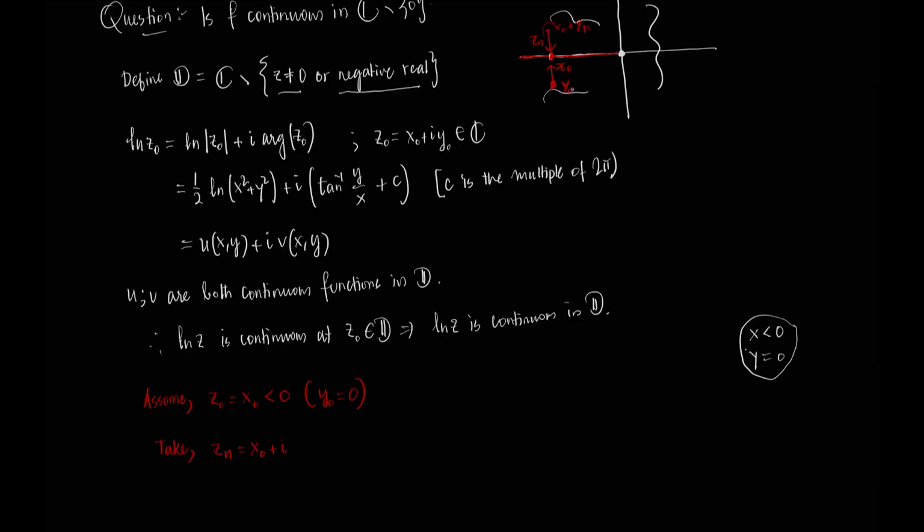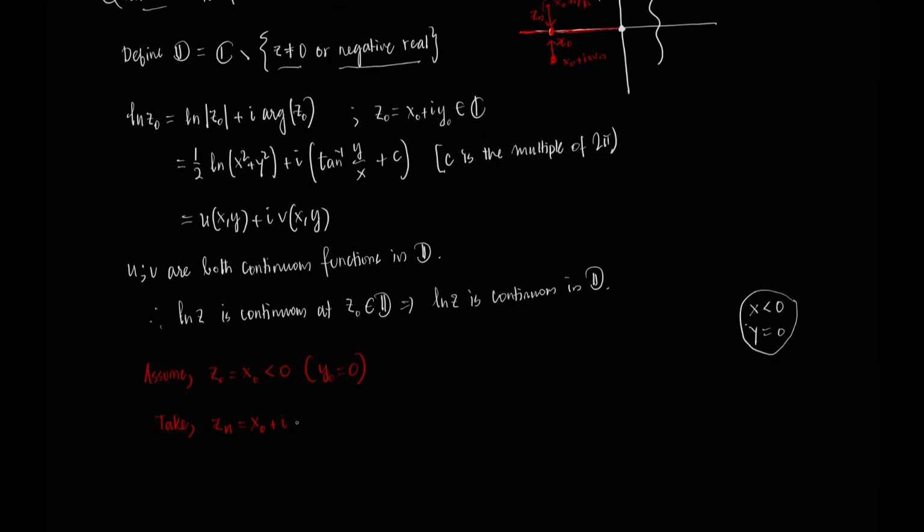So this is xn, and this is x naught plus iyn, and this is x naught plus iwn. Let's just assume this thing. Let zn be x naught plus iyn. This is in the third quadrant.